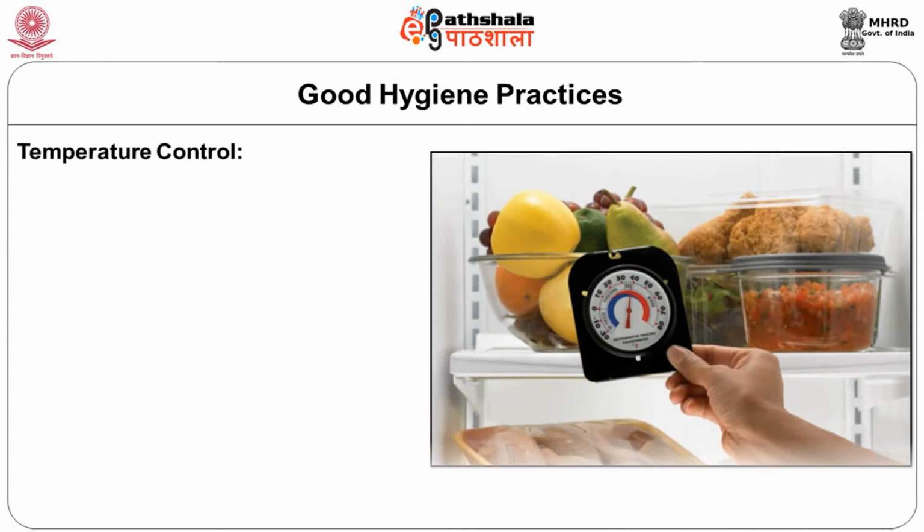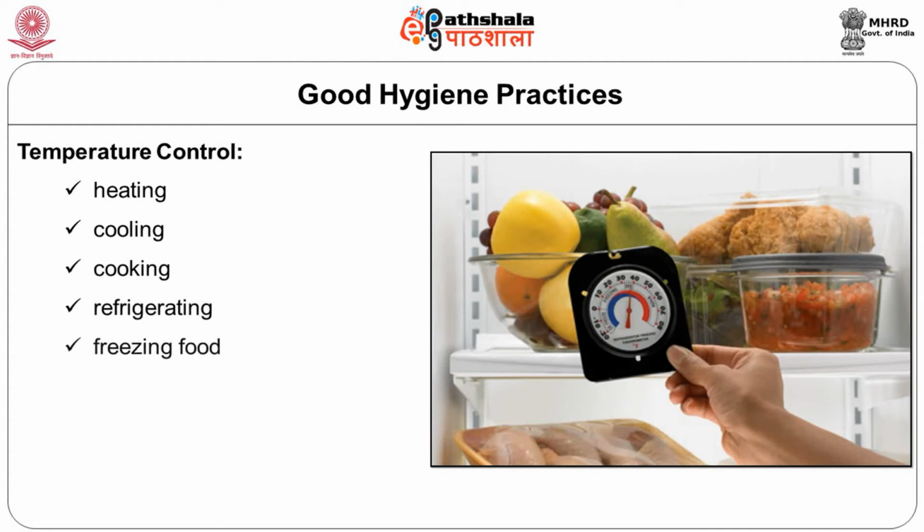Temperature control is another important control to be taken care of when we are talking about good hygiene practices: the heating, cooling, cooking, refrigerating and freezing of food. The temperature control in all these facilities should have monitoring and control facilities. We should be able to monitor the heat generator, the cooling temperature, the cooking temperature, the refrigeration temperature, and the freezing temperature in this unit, so that if at any time it goes beyond control, it can be monitored and checked.